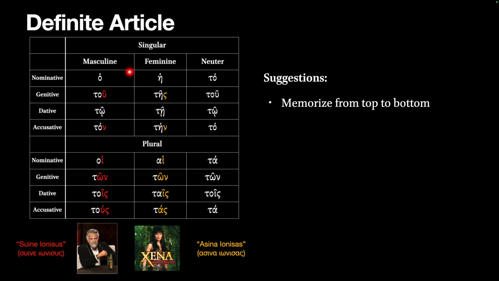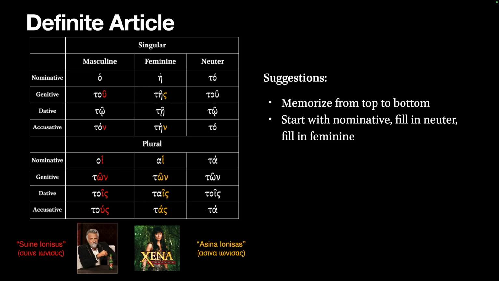That is, don't go left to right. Don't go ha, hey, ta, tu, tes, tu, to, te, to. Rather go ha, tu, to, ton, hoi, ton, tois, tus. So going from top to bottom rather than from left to right. And I encourage you to start with the nominative, especially with the masculine. Start here, get these ones down, and then fill in the neuter from there.